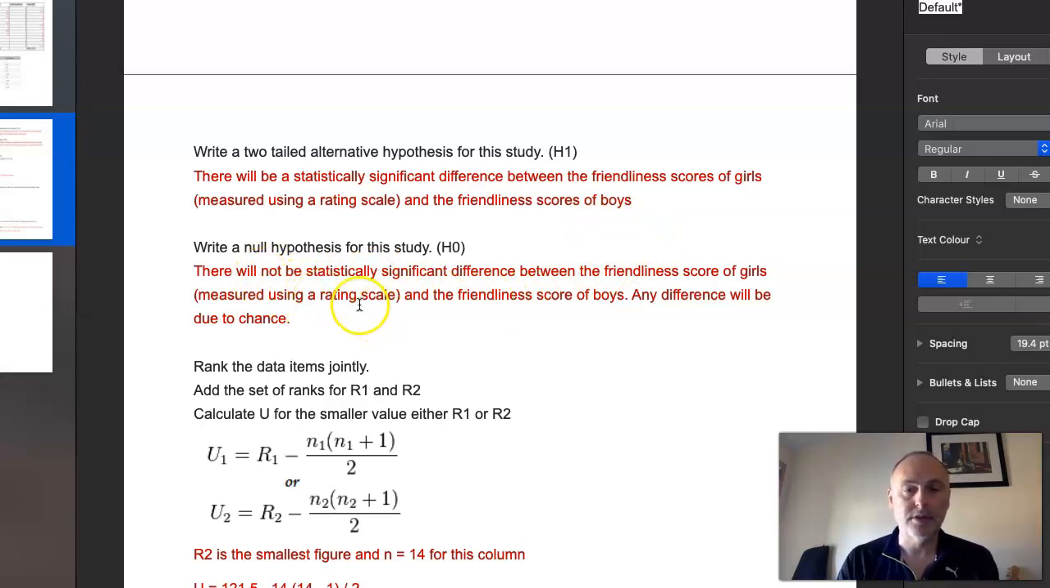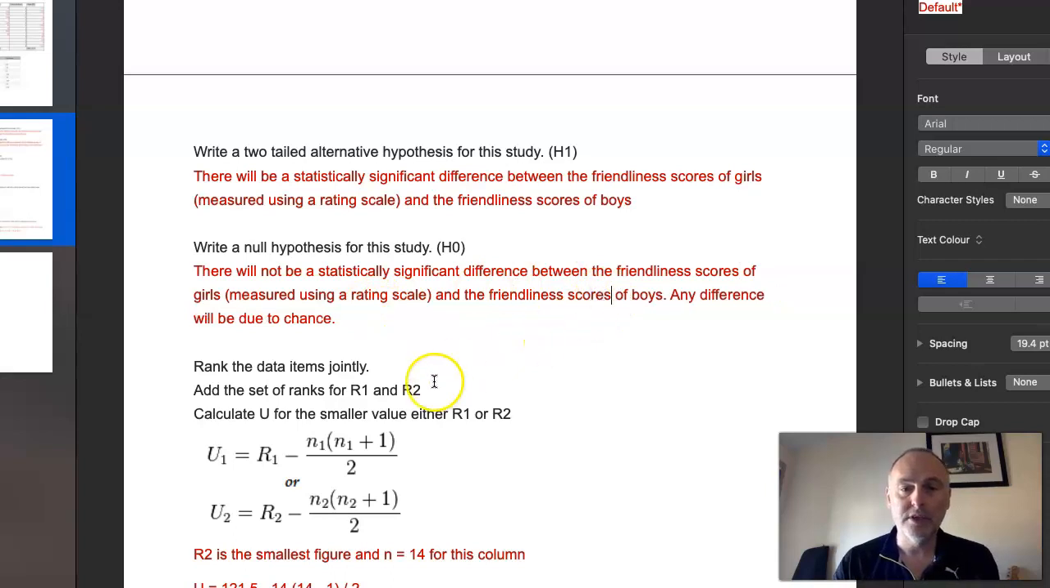And there's the null hypothesis there. It's our default position again. There will not be a statistically significant difference between the friendliness scores of girls measured using a rating scale and the friendliness scores of boys, and any difference will be due to chance. So that's where we're starting from. As we go through this statistical test, we need to keep that in mind. That's what we're trying to see, whether we've got any data to actually back that claim up, or do we have to default back to that again?